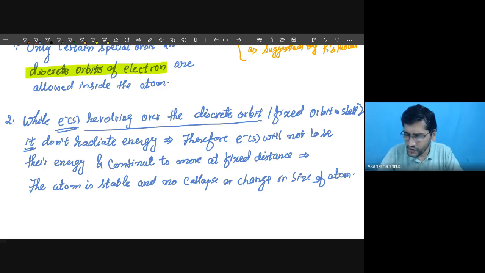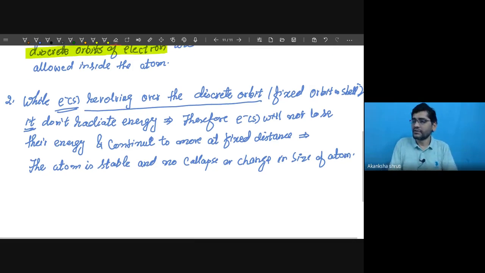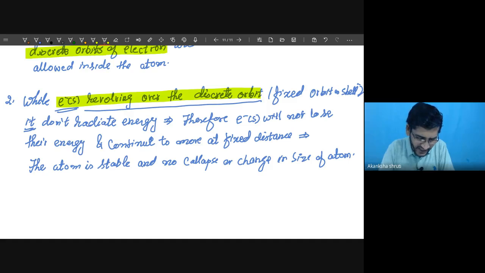So these were the two important postulates given by Bohr. To describe this, different shells were given different names. We have to go into that. The second postulate is like this: while electrons revolve in discrete energy orbits, they do not radiate energy. As a result, they continue to move at a fixed distance and the atom is stable. This way the size of the atom remains as it is.